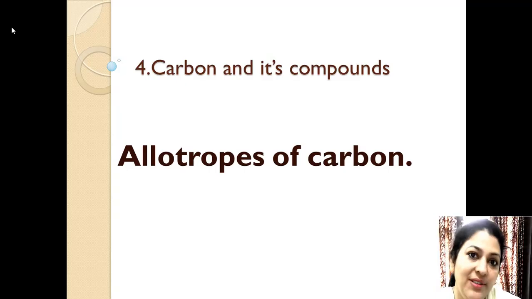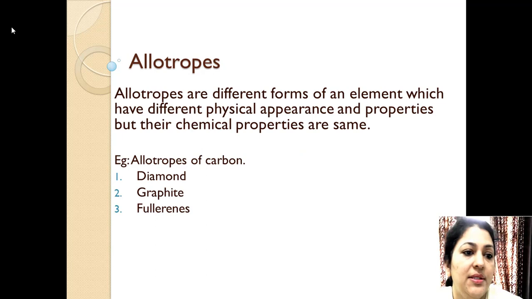Good morning, children. Today we are going to discuss a new topic from our fourth chapter, which is carbon and its compounds. Today's topic is allotropes of carbon. Allotropes simply means different forms. Allotropes are different forms of an element which have different physical appearance and properties, but their chemical properties are the same. To make you understand this, I'll tell you a simple example.